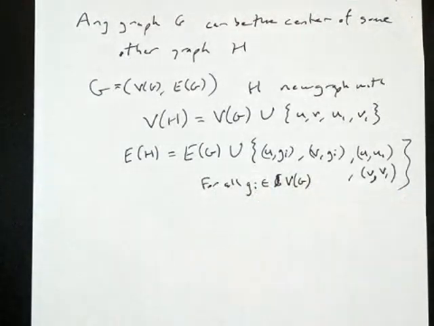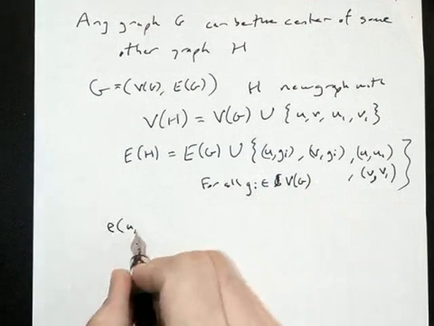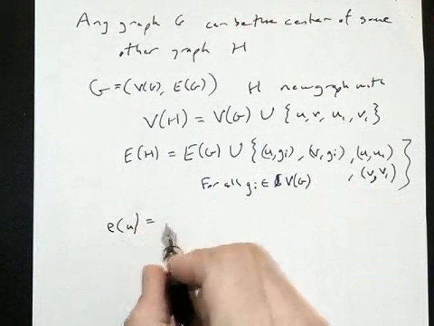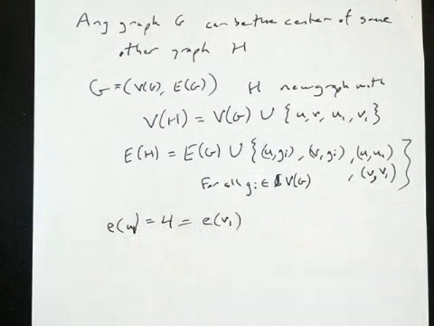Best part. The eccentricity of U1 is 4, so is the eccentricity of V1. Because to get from V1 to any other part of the graph, I have to go from V1 to V, from V to G, from G to U, and then from U to U1. So U1 and V1 are furthest apart from each other.